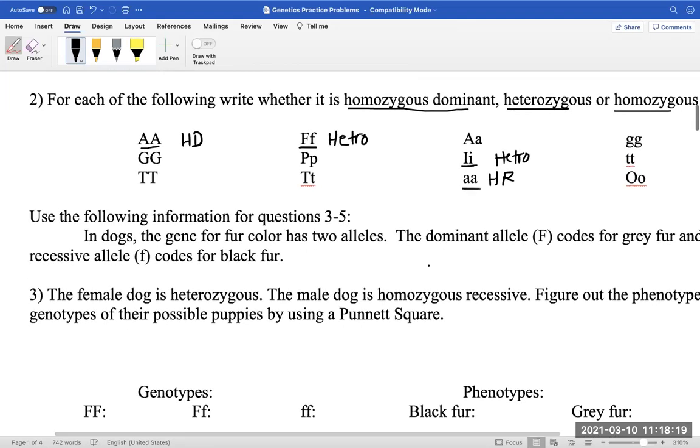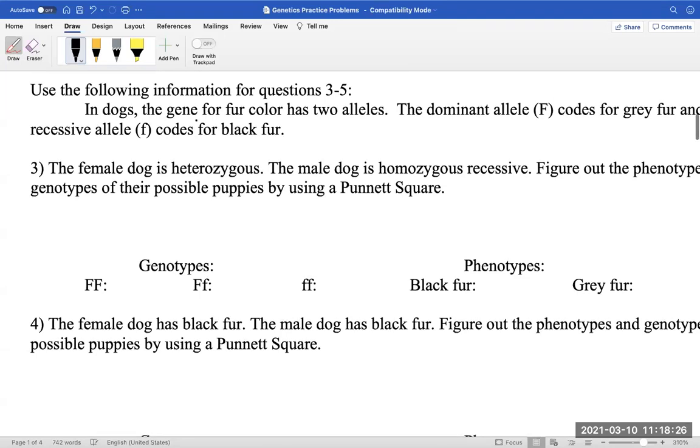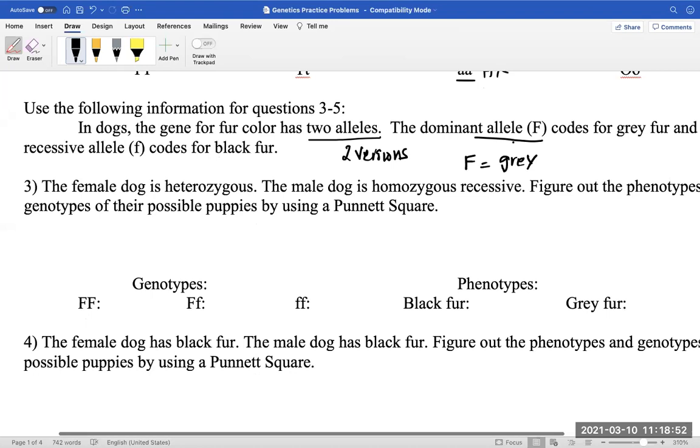So let's move on. Number 3, it says female dog is heterozygous. Actually, before that, we need to read this. In dogs, the gene for fur color has 2 alleles, which means you have 2 versions of the gene. The dominant allele is big F, codes for gray. When you do these problems, you want to break it down. So you want to say big F, gray, and the recessive allele is black fur. So I'm going to say little f, black fur.